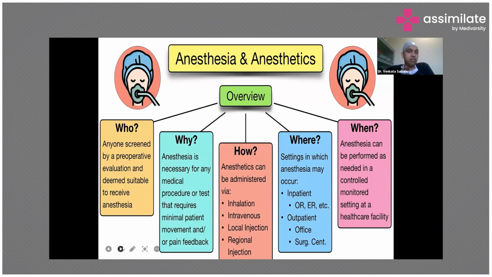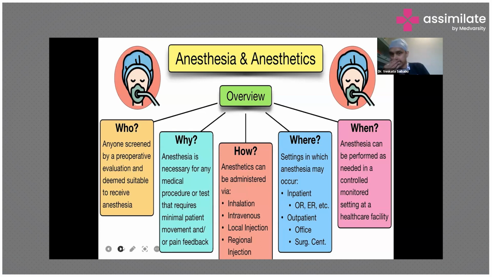Why? Anesthesia is necessary for any medical procedure or test that requires minimal patient movement or pain feedback. And remember, anesthesia is given not only for surgeries. It is sometimes needed for a patient who is undergoing MRI, because most of the patients are claustrophobic. So to relieve the claustrophobia, sometimes we may have to give general anesthesia to a patient who is undergoing MRI, endoscopies, colonoscopies. These are called non-operating room anesthesias. Sometimes we have to give anesthesia in the emergency room itself, in a polytrauma patient who is in shock.